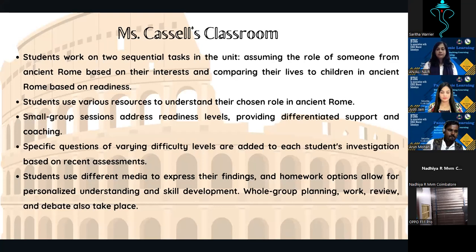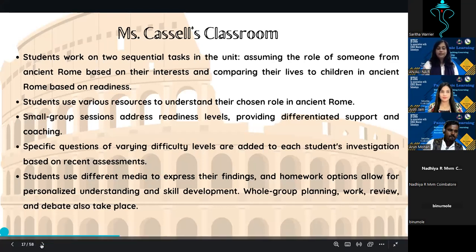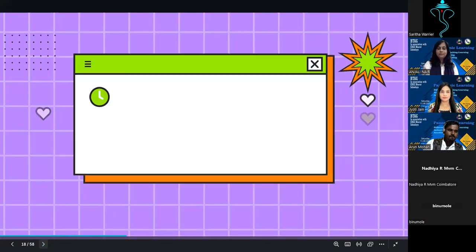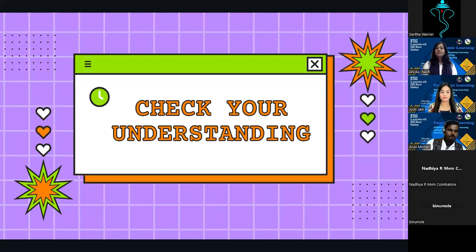So Miss Appleton's classroom, Miss Baker's classroom, and Miss Castle's classroom. These are the 3 different classrooms. I hope everyone has gone through this. So let's check your understanding.